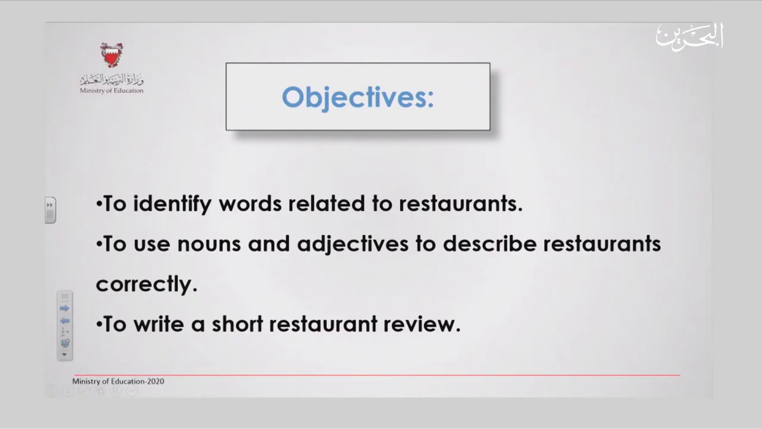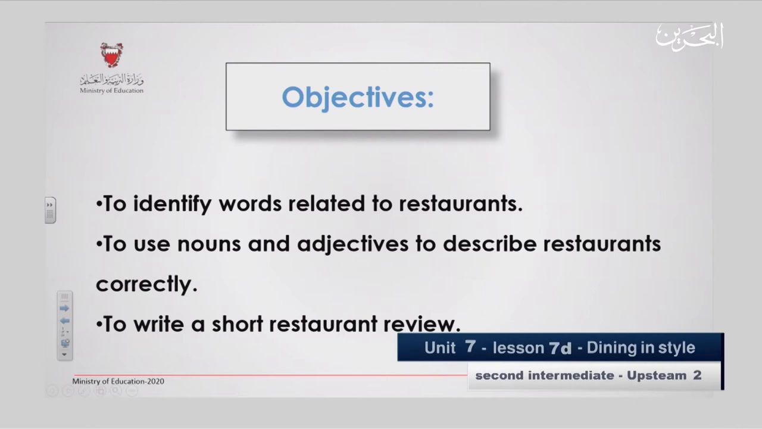Again, we have three different objectives. The first one is to identify words related to restaurants, while the second one is to use nouns and adjectives to describe restaurants correctly. And the last objective is to write a short restaurant review. As you can see, these objectives are related to one another, and the idea is to write a review of a restaurant.